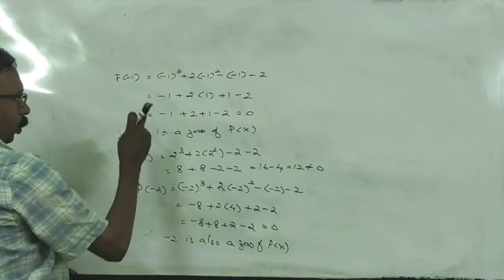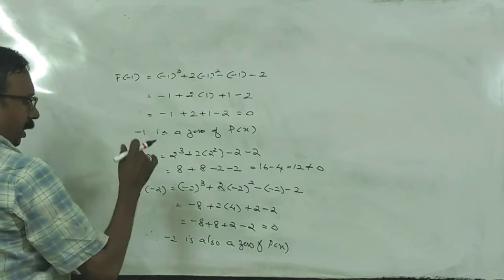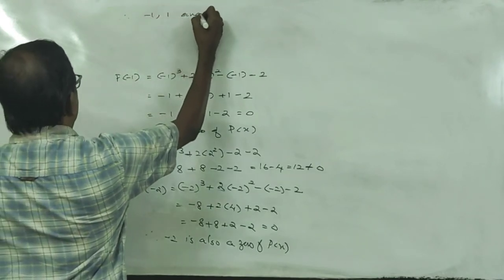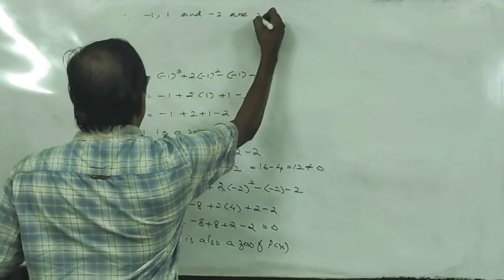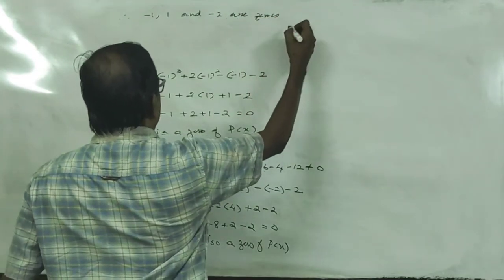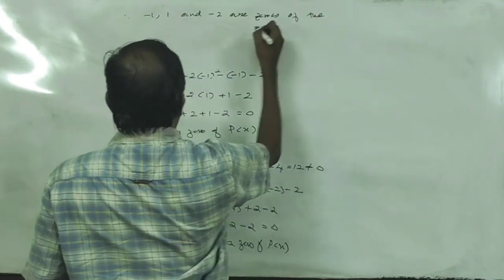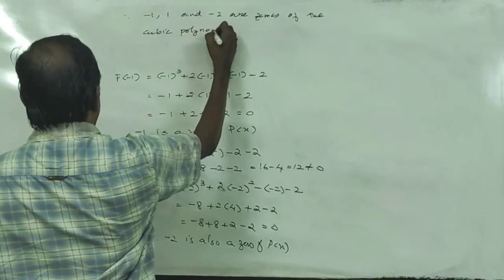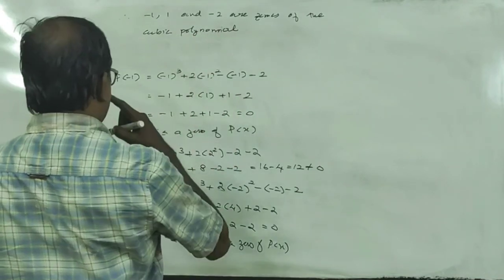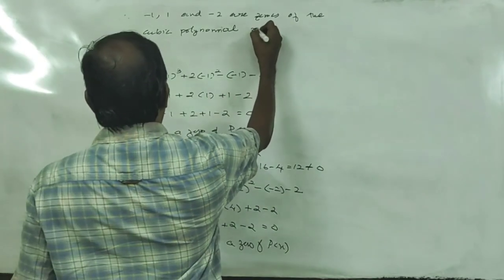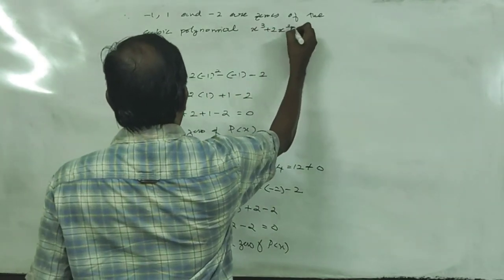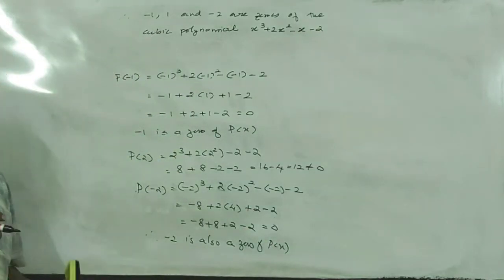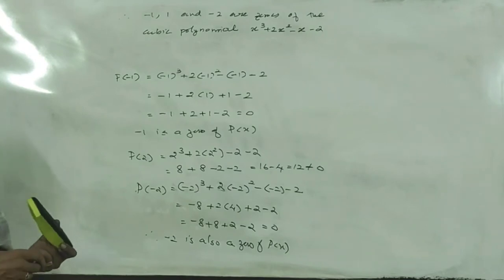Therefore minus 1, 1 and minus 2 are zeros of the cubic polynomial. Cubic polynomial means a polynomial whose degree is 3. Cubic polynomial x cube plus 2x square minus x minus 2, isn't it? This way we can find the zeros of a cubic polynomial.